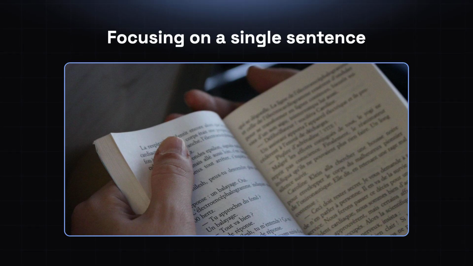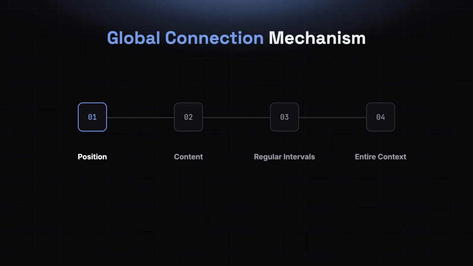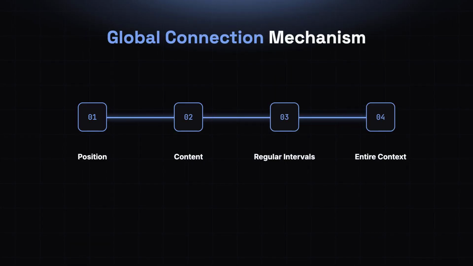This captures immediate context very efficiently, much like how adjacent words are often the most relevant to each other. Second, a global connection mechanism. Certain tokens, perhaps those deemed more important due to their position or content, or those at regular intervals, maintain connections across the entire context window.